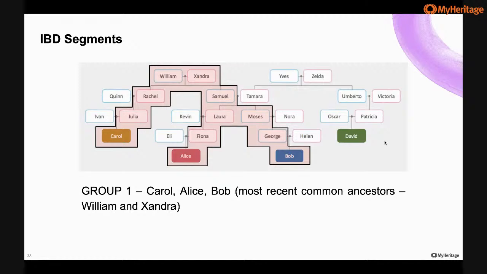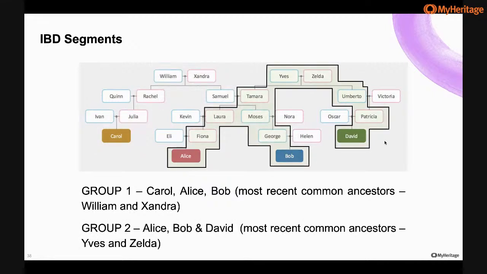inherited from this couple. But there's another group here, and these are Alice, Bob, and David. And here the common ancestors are different. Now we can see that Eve and Zelda have also contributed or passed down some of their DNA to the 3 of these, to Alice, Bob, and David. So they will also very likely triangulate, because they should all match one another, and they should all match on the same spots inherited from this couple.